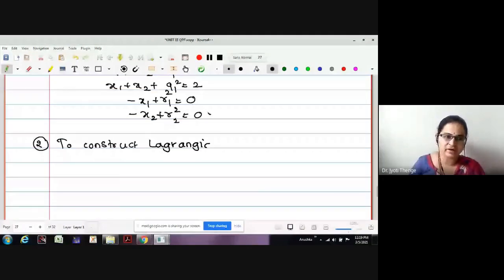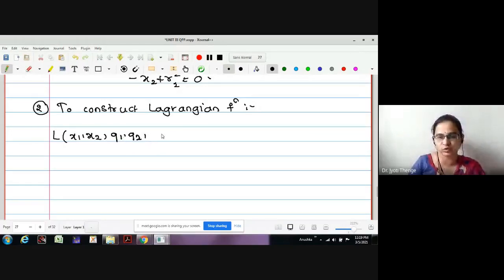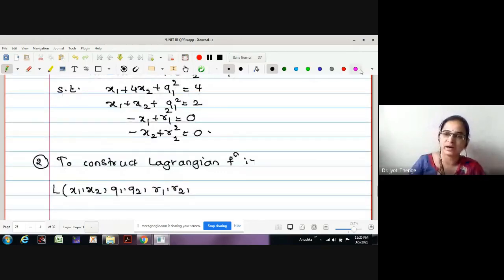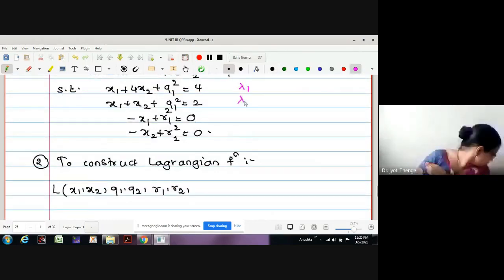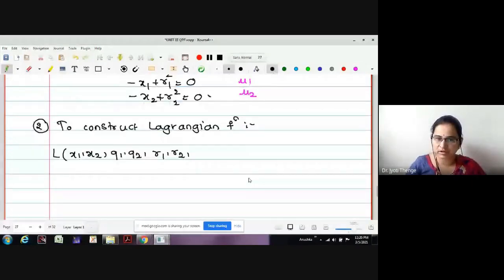Let me construct the Lagrangian function. How many variables does it take? x1, x2 original variables, then slack variables used for the constraints q1, q2, and slack variables for the non-negativity restrictions r1, r2. How many Lagrange's multipliers are we going to use now? Lambda 1, lambda 2 for the original constraints, mu 1, mu 2 for the non-negativity restrictions. Therefore, there are four Lagrange's multipliers: lambda 1, lambda 2, mu 1, mu 2.